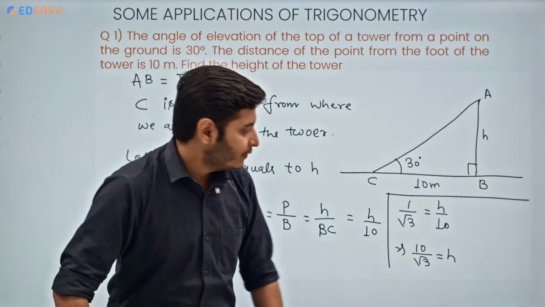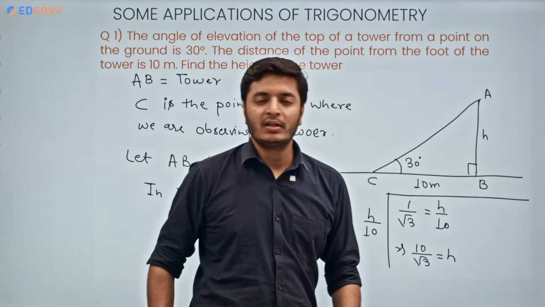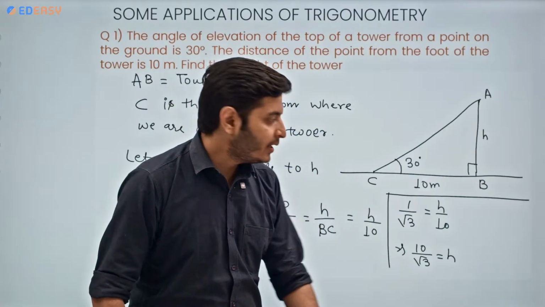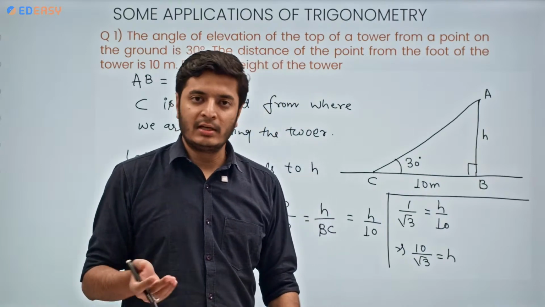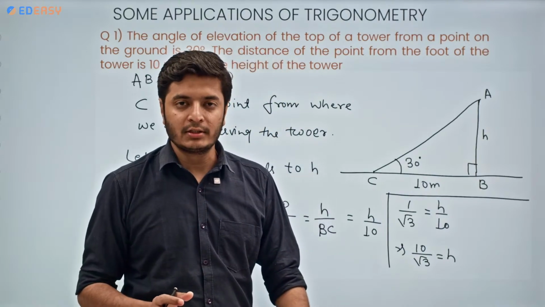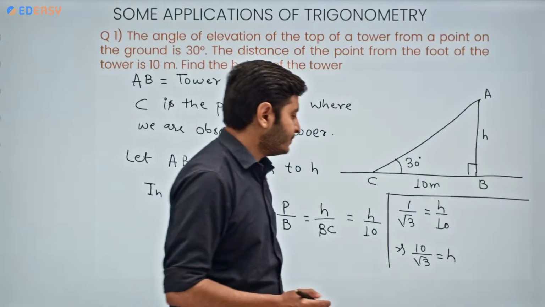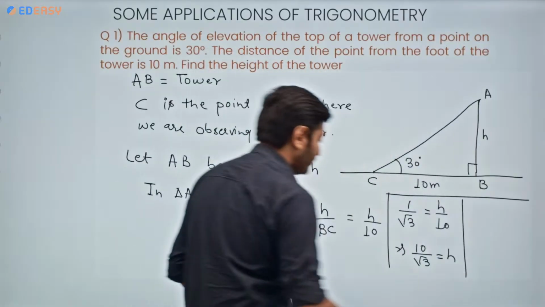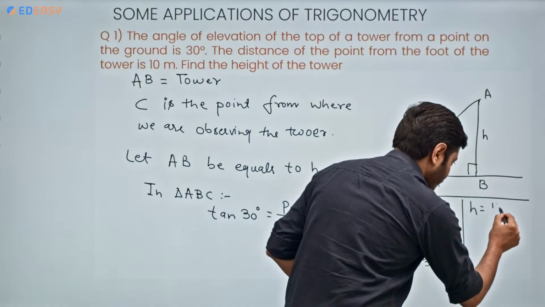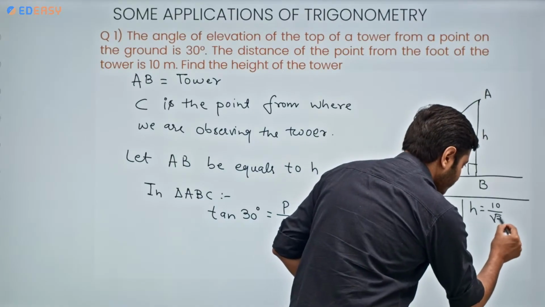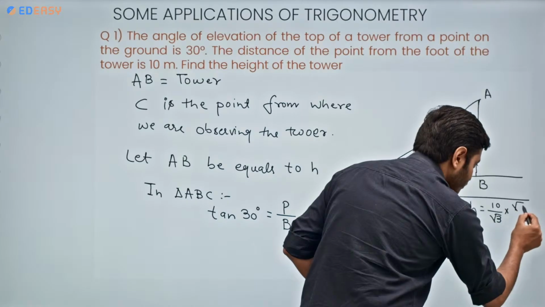We can do one thing, we can rationalize this. Rationalize how? We are going to multiply the whole value by root 3 by root 3. That will not change the overall value of the equation, and also it will look nice. So when we are multiplying this value, h is basically 10 upon root 3, correct? Multiply and divide with root 3.